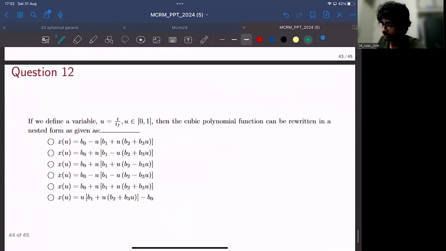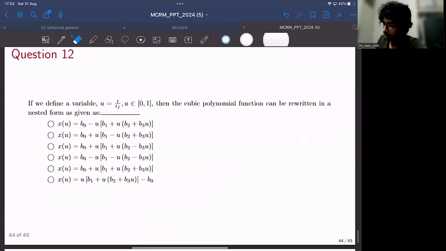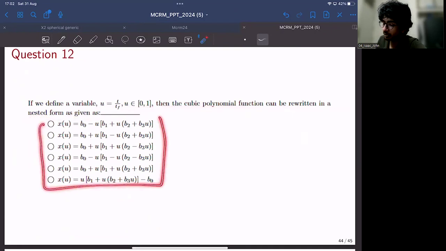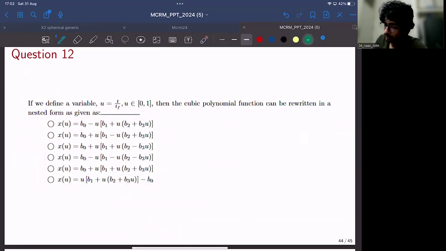So moving on to the final question. If we define a variable u as t by tf, where u is an element of 0 to 1, then the cubic polynomial function can be written in a nested form. Which of the following is given? The reason that we are doing this is that we know the cubic trajectory planning would be something like this.